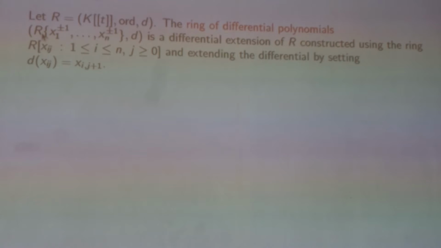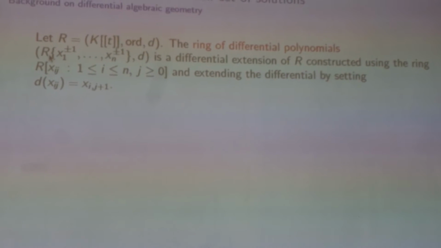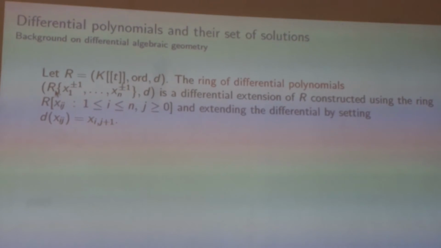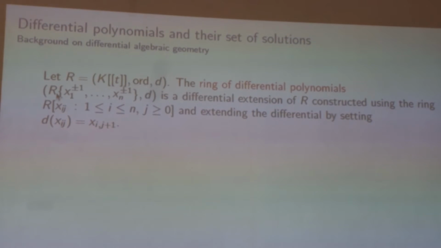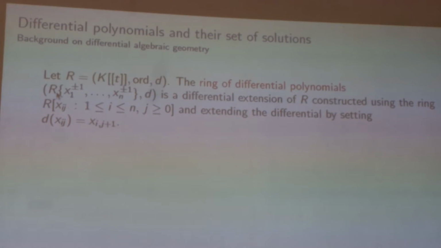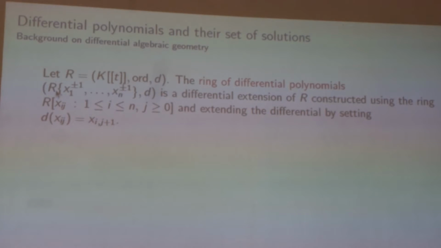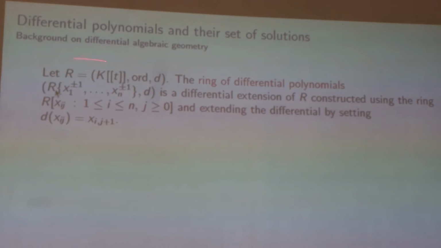So let's talk about differential polynomials and their set of solutions. I will consider always as R the ring of formal power series in one variable over an algebraically closed field of characteristic 0, k, together with the order valuation and the classic differential. The ring of differential polynomials is denoted like this. It's a differential extension of this ring, constructed using this ring in infinitely many variables, and extending the differential by this rule.